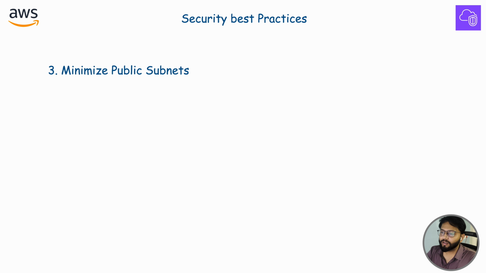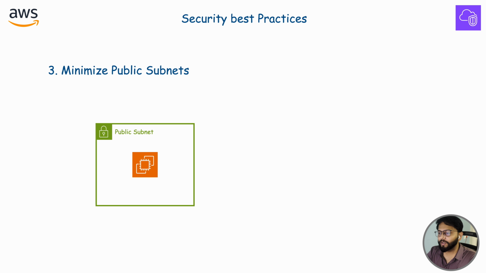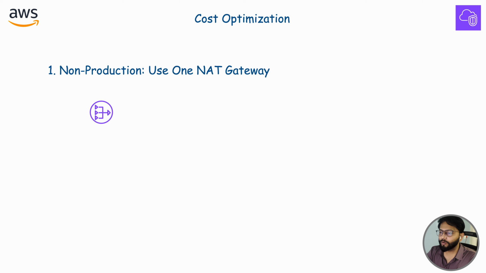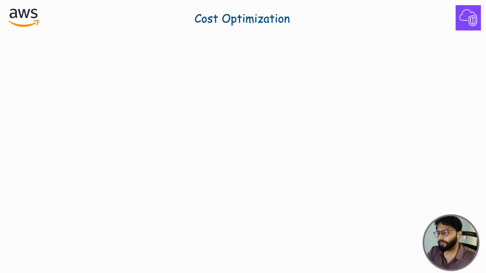Minimize the public subnet. Only put resources in the public subnet if they absolutely must be internet accessible. When in doubt, go private. In cost optimization for non-production, use one NAT gateway. Development and staging don't need high availability. One NAT will save $32 per month.